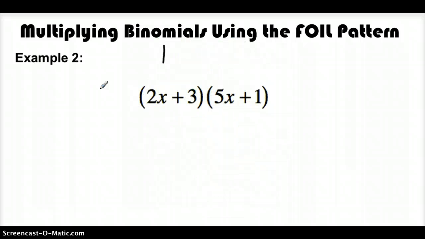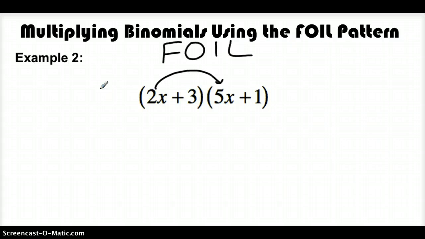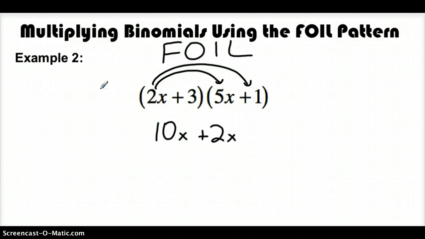Again, we're using the FOIL method. This time I'm going to draw less boxes, and we'll see if you guys can kind of hang here. So first times first, 2x times 5x is going to give me 10x. Outside times outside, I have a 2x and a positive 1 will give me a positive 2x. Then I have inside, so positive 3 times positive 5x will give me a positive 15x. And then last times last, I got a positive 3 times a positive 1 gives me a positive 3.